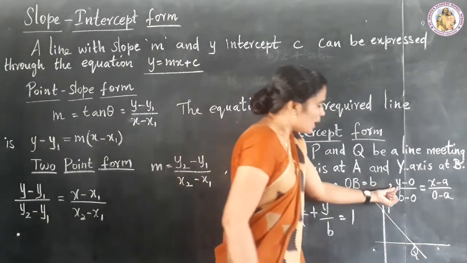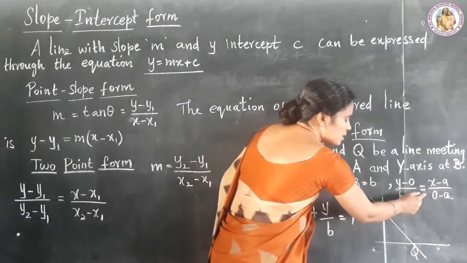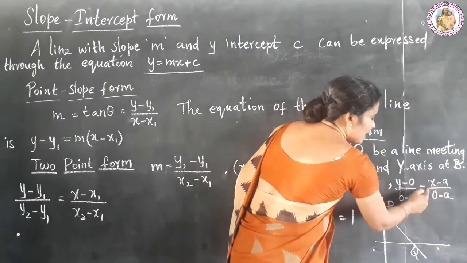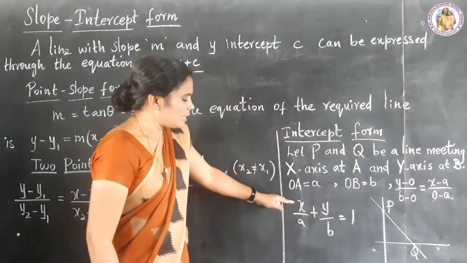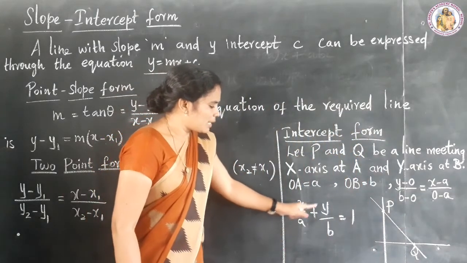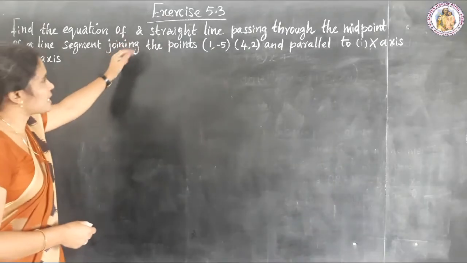So taking y minus 0 divided by B minus 0 is equal to x minus A divided by 0 minus A, from that we get the equation x divided by A plus y divided by B is equal to 1. Now let us move on to exercise 5.3.